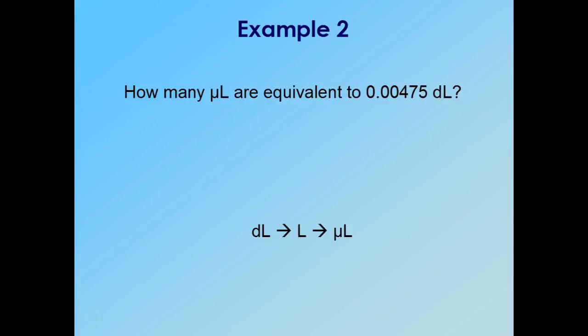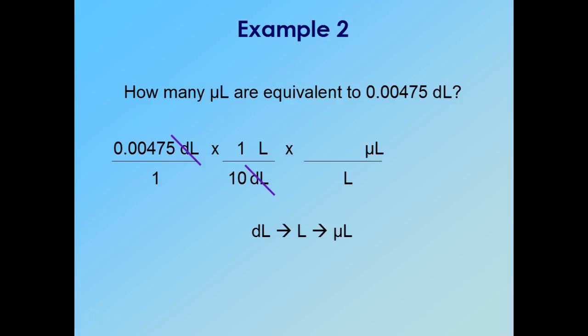The first step is going to be to remove deciliters from the problem, and then the second step is going to be to convert that base unit into microliters. So we start with our 0.00475 deciliters. We use our chart to come up with a conversion between deciliters and liters, and according to our chart, 1 liter has 10 deciliters. That gets rid of the decis, and now we need to get to microliters, so we need to cancel out the liters by putting them on the denominator and putting microliters up top.